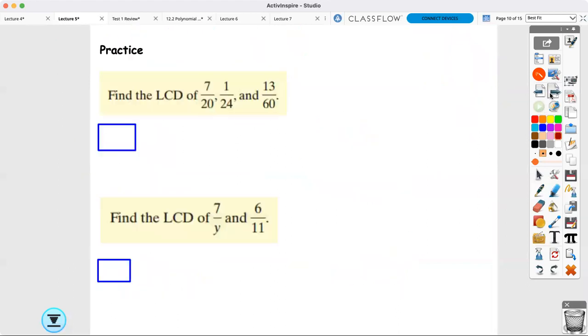All right, here is your next practice problem, guys. Go ahead and I'll give you about 4 minutes for these, and I'll add more if needed, okay? Good luck.